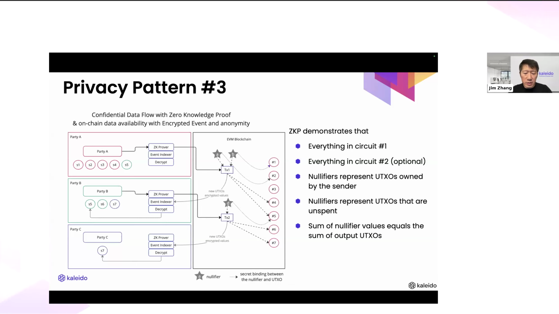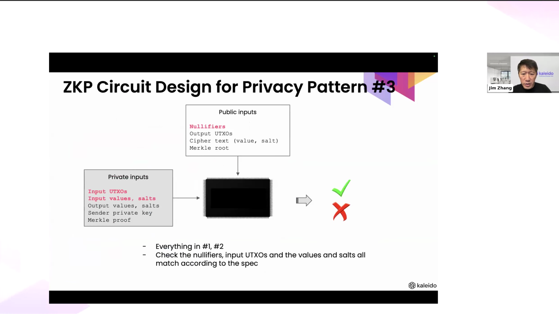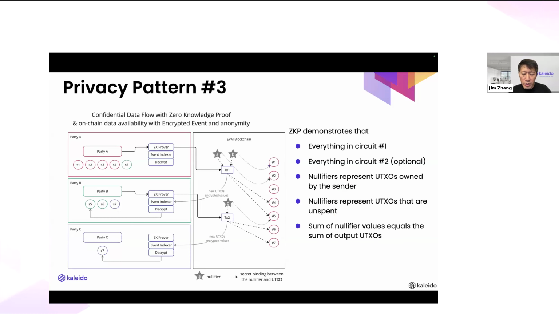So how do we prevent double spending here? That is done by just keeping track of which nullifiers have been used before. So the smart contract will keep track of all the nullifiers that have been used in previous transactions. So if someone attempts to double spend a UTXO that's already been consumed, they would have to use the same nullifier corresponding to that UTXO, and as such be rejected by the smart contract because it will have seen that nullifier before.